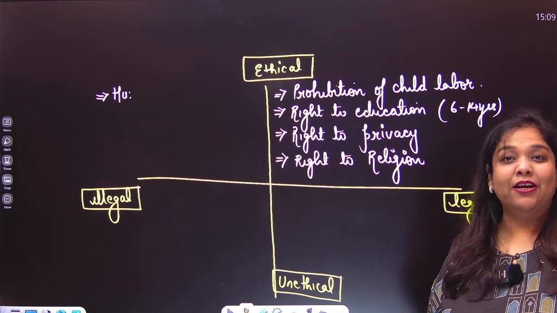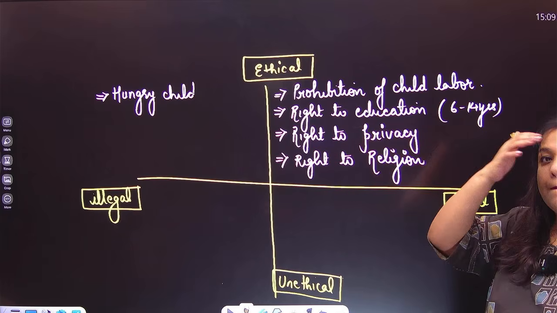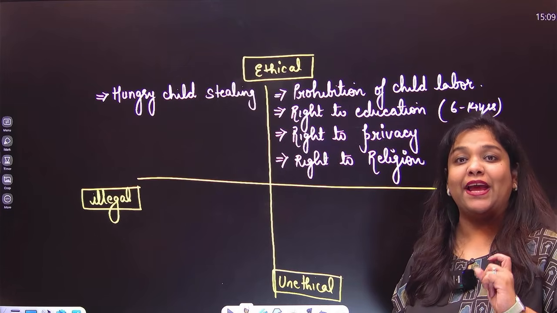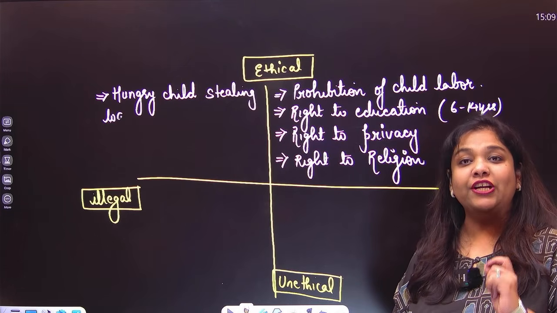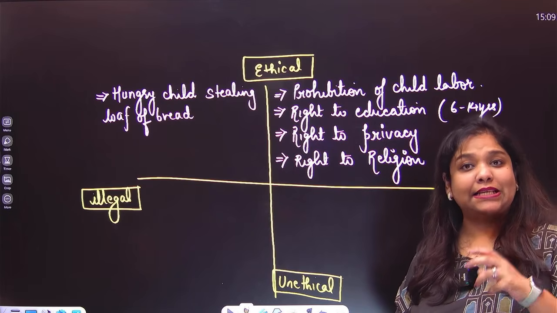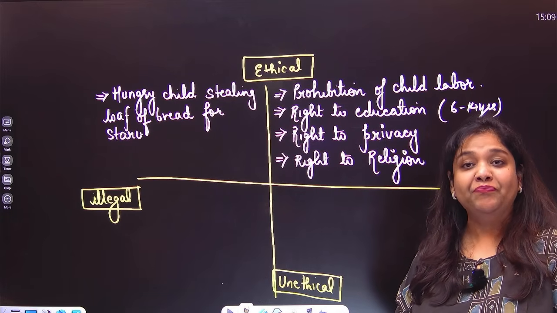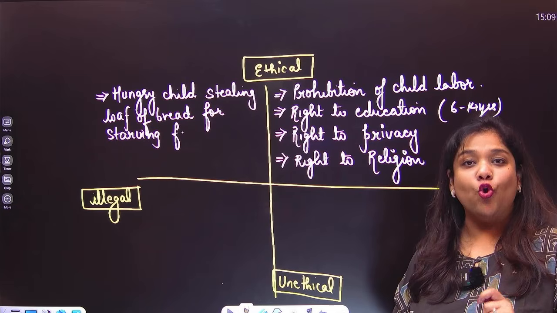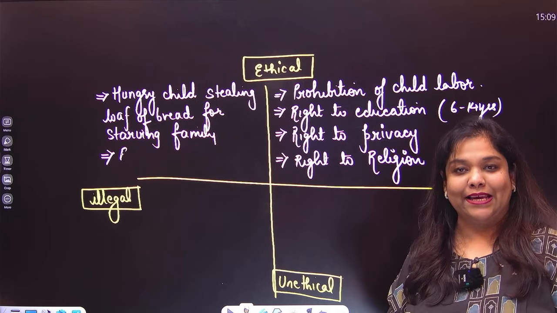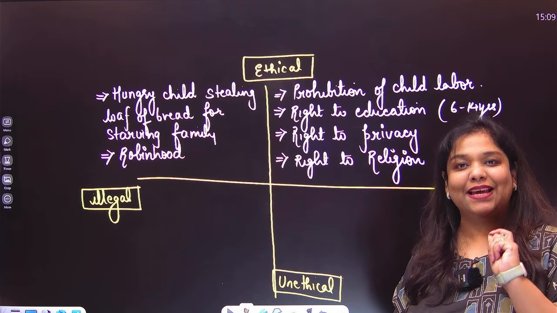Similarly, the other quadrant that we have is something which is ethical but illegal. In this context, while we are trying to establish the ethicality, we are actually using teleology. We are actually using consequential ethics. That's something which might be ethical based on the consequences. For example, a hungry child stealing a loaf of bread for the starving family. So stealing absolutely is illegal, but if I look at it from the perspective of consequential ethics, it stands ethical.